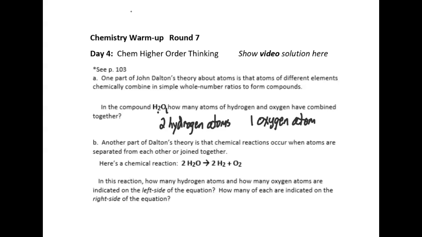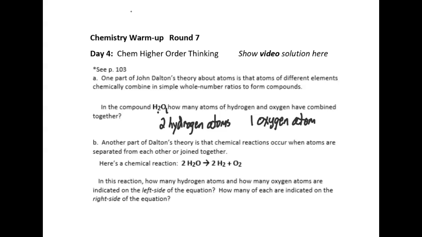The formula H2O tells us something about a molecule of water. The molecule contains 2 hydrogen atoms and 1 oxygen atom. Question B. Another part of Dalton's theory is that chemical reactions occur when atoms are separated from each other or joined together. Here's a chemical reaction shown in symbols.